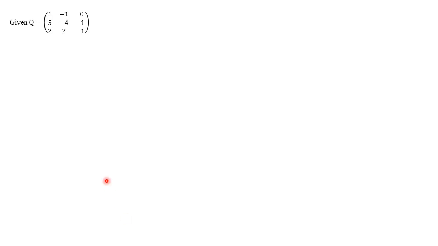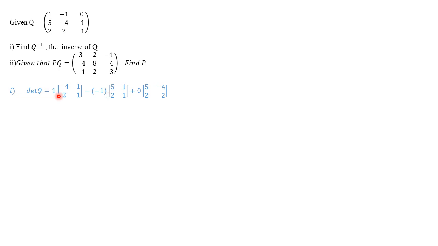Alright, this is another example. Given that Q is equal to this matrix, 1 minus 1 0, 5 minus 4 1, 2 2 1, they are saying find the inverse of Q. Then item 2, given that PQ, multiplying P and Q, will give you this matrix, and they say find what? Find P here.